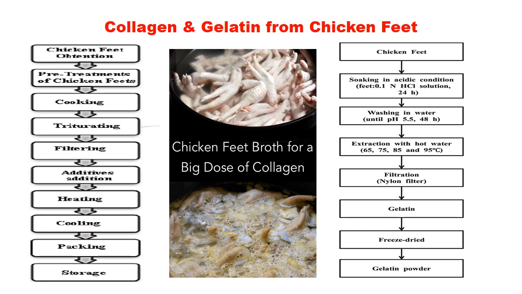Then it will be further washed, and then it will undergo extraction in hot water starting from 65 degrees to 95 degrees Celsius. Now this extracted gelatin will be in the solution and it should be filtered, and then we will get the gelatin and it will be further concentrated and dried, sometimes freeze dried, and then we will get the gelatin powder.